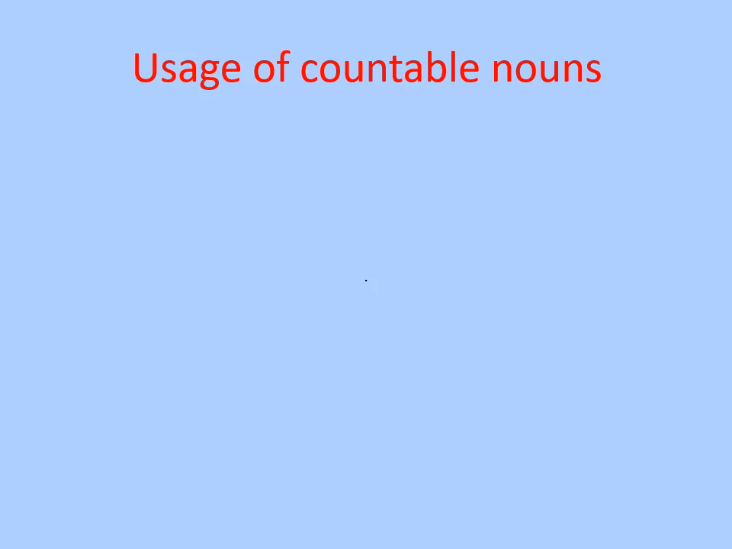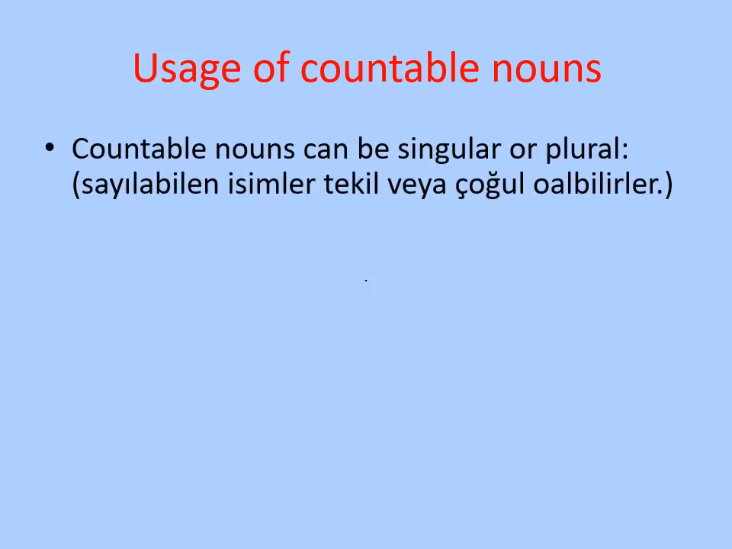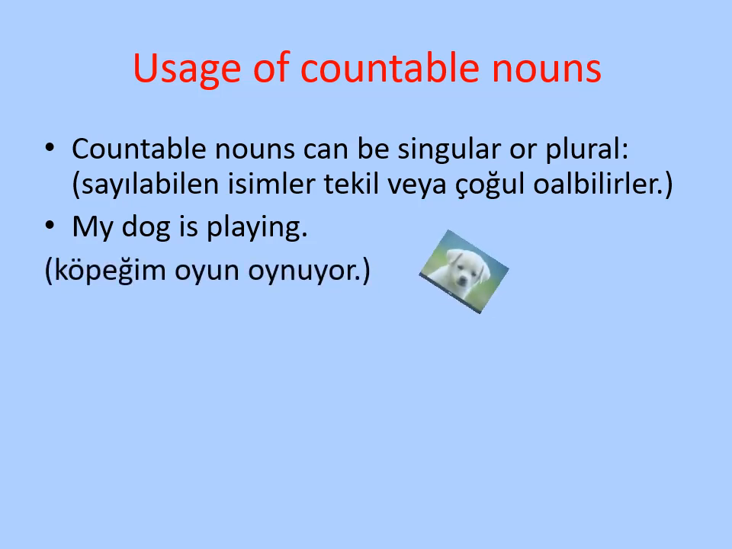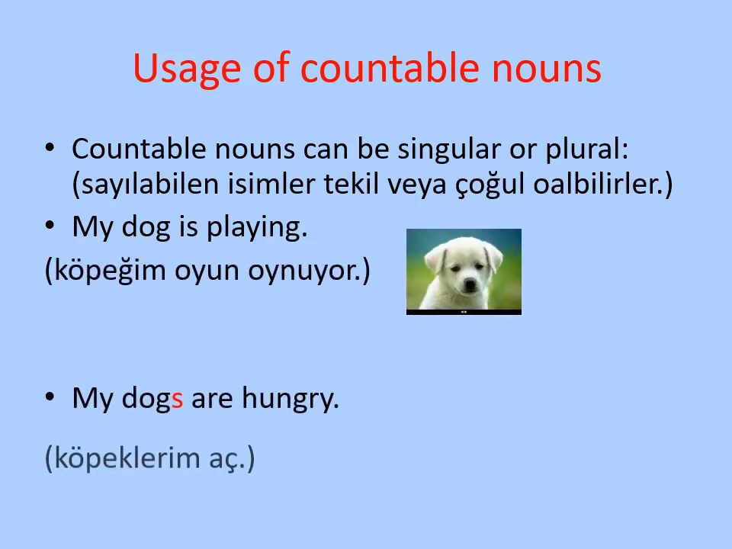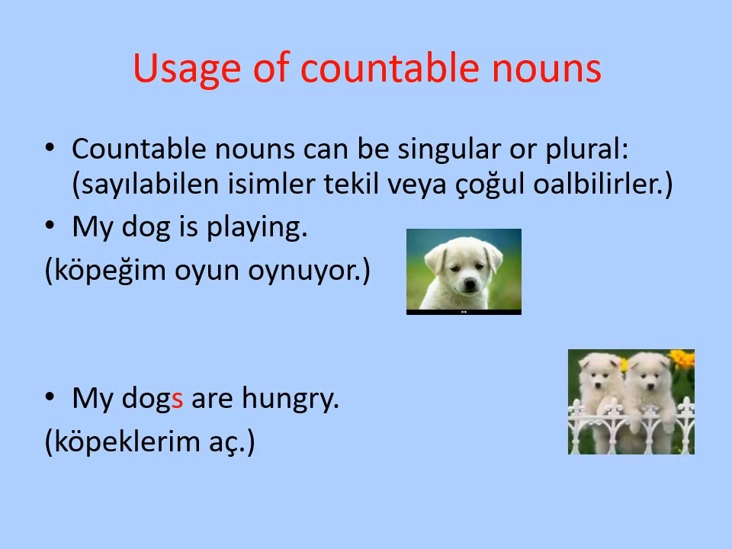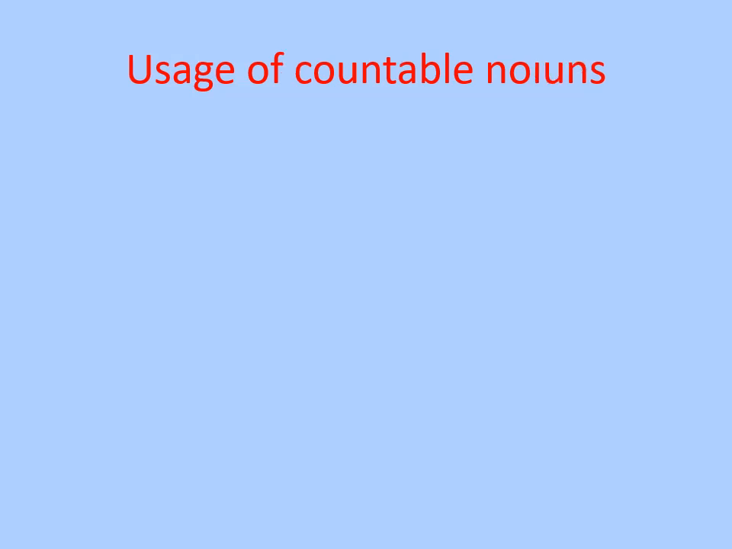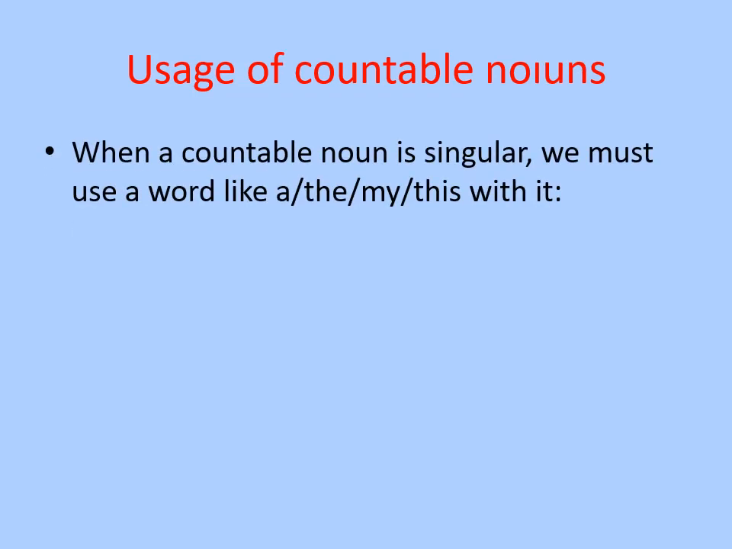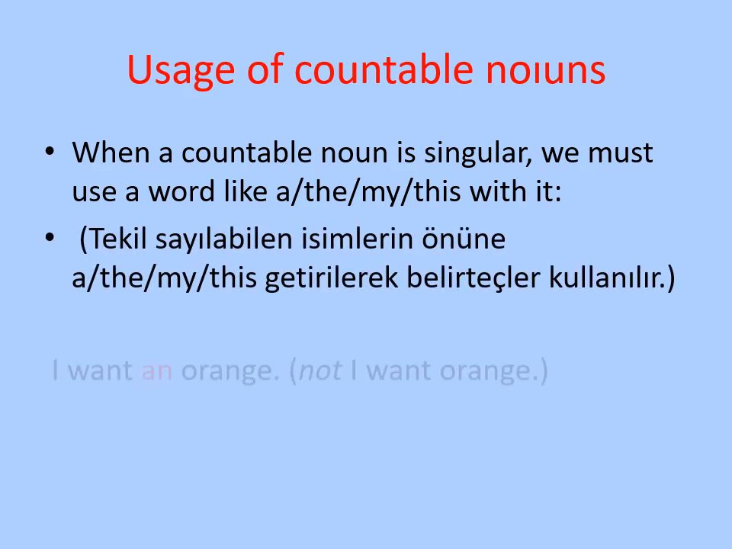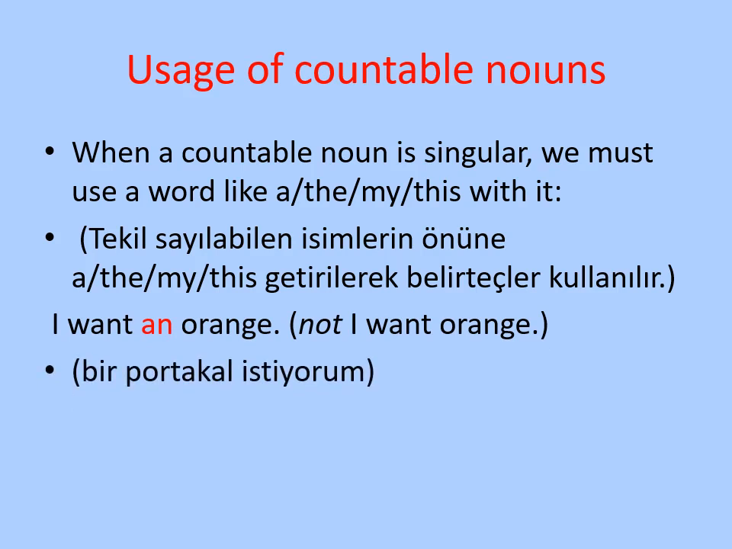Countable nouns can be singular or plural. For example, my dog is playing and my dogs are hungry. In the first sentence, the dog is singular. In the second sentence, my dogs are plural. When a countable noun is singular, we must use a word like a, the, my, this. For example, I want an orange, or where is my bottle?